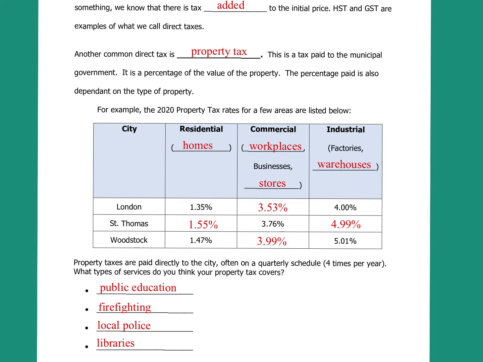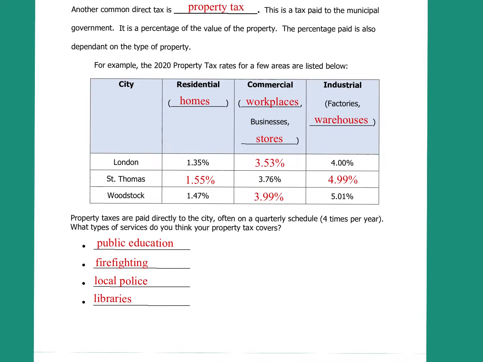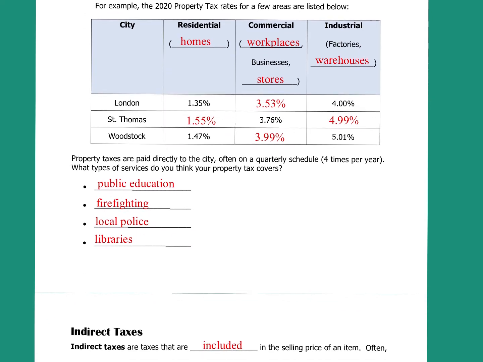Commercial. So commercial means things like workplaces, businesses, stores. And then the last one would be industrial. So this is more like factories and warehouses. So the places where things are made that would then go to these commercial stores. So you can see that the rates are different, dependent on the city as well as dependent on the type of property. So if it's residential, commercial, or industrial. So we'll refer back to this chart. These are kind of three big cities near us here in Aylmer. And they'll help us do the examples later on.